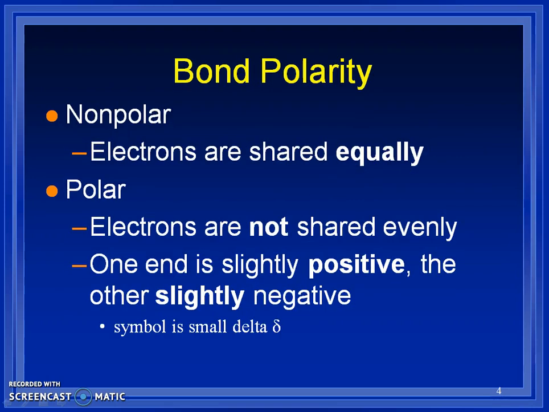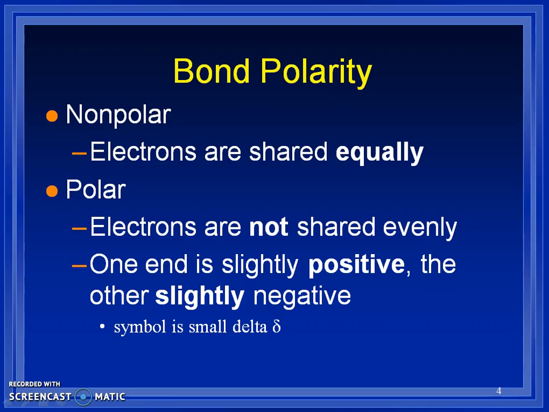So again, I suggest to pause, fill in the blanks in your student packet, and then play to hear my words. So what is bond polarity? There's two kinds of polarity, nonpolar and polar. So nonpolar are when the electrons are shared very equally. So neither atom has an extra pull or an extra charge. Nonpolar means everything is shared very equally.